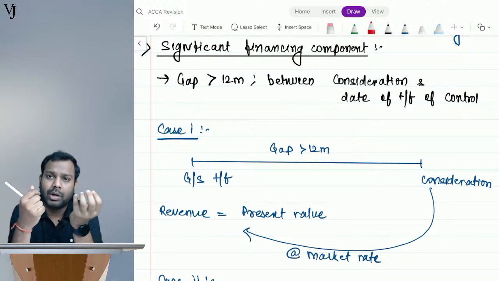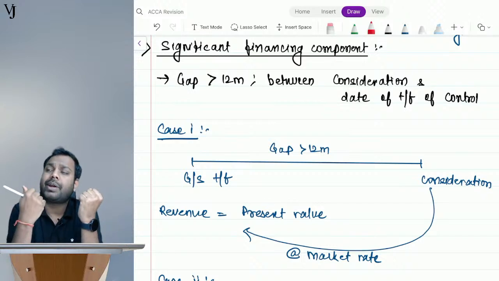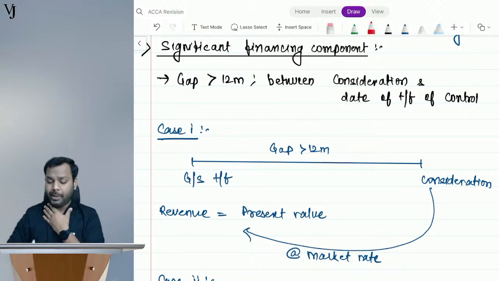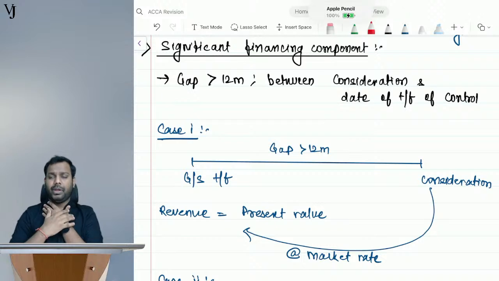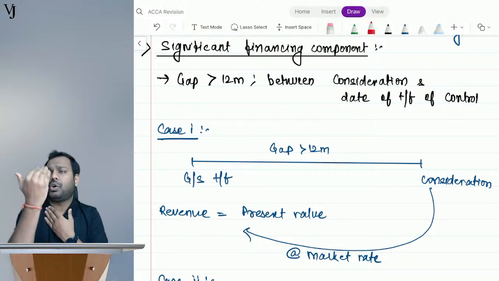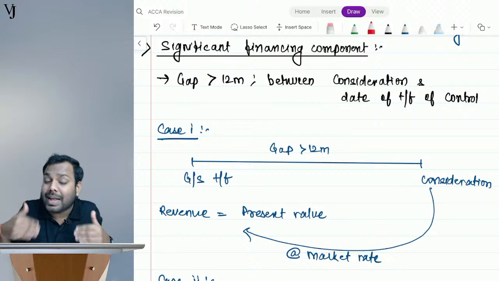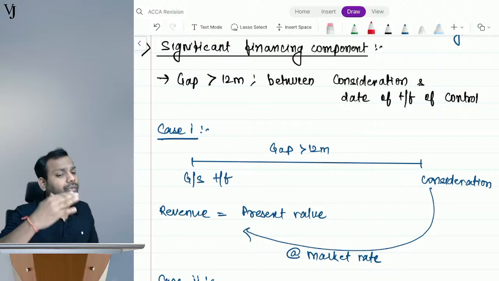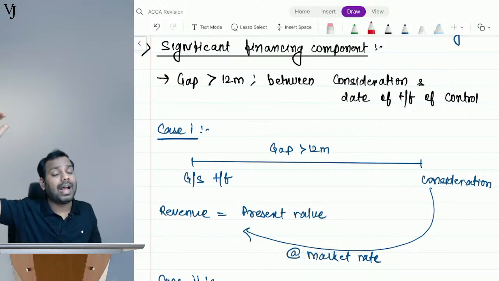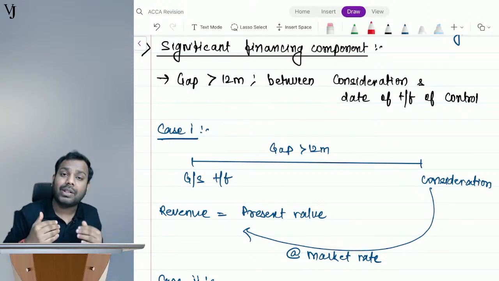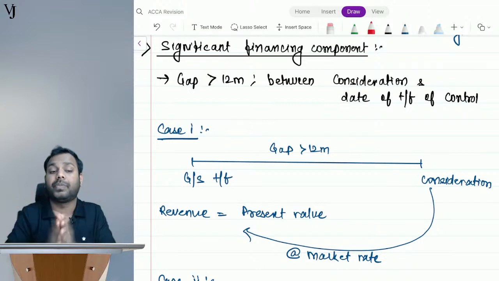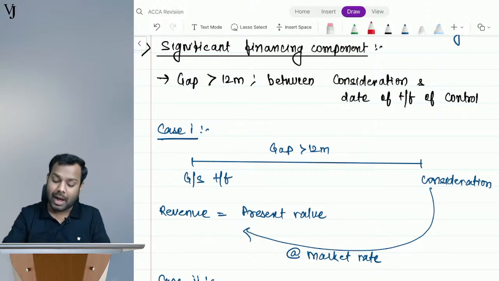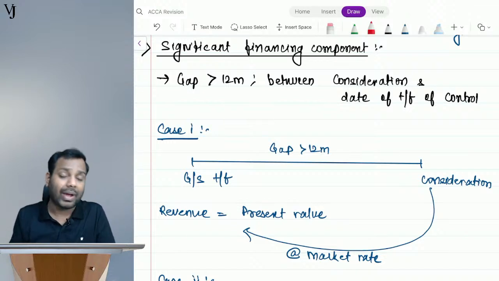Let's suppose I am the entity and I receive the consideration before, and I will transfer the goods after 12 months. It means the entity has got the financing benefit. But suppose I have transferred the goods or services now, but I will receive the money after 12 months. Then I have given the financing benefit to the customer. So either to the entity or to the customer. If there is a financing benefit, the accounting will change.